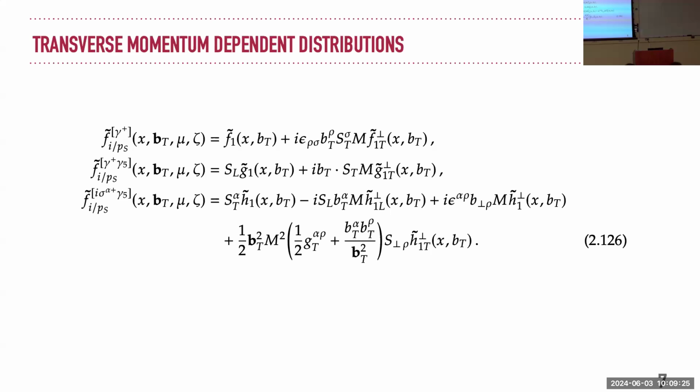It would be equal to f1 Fourier transformed of x and bt now, and I can even add 0 here, meaning that there are no derivatives hidden. But now I'll plug this one in here instead of this kt. Now I have plus i epsilon ij bti stj m f1t perp 1 of x bt. This is how these Fourier transforms are performed.